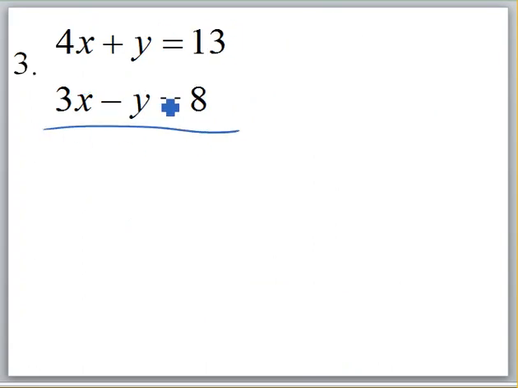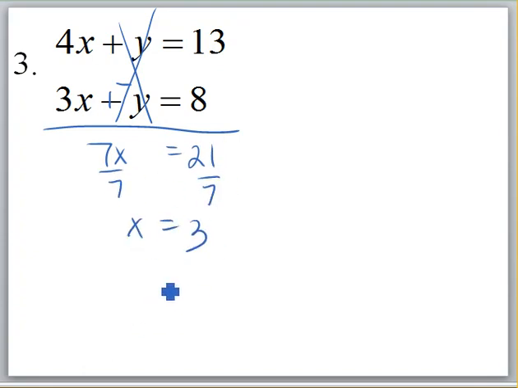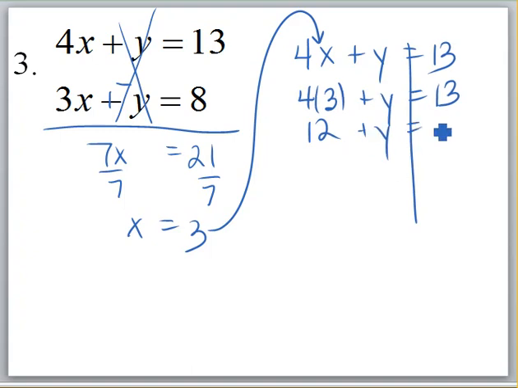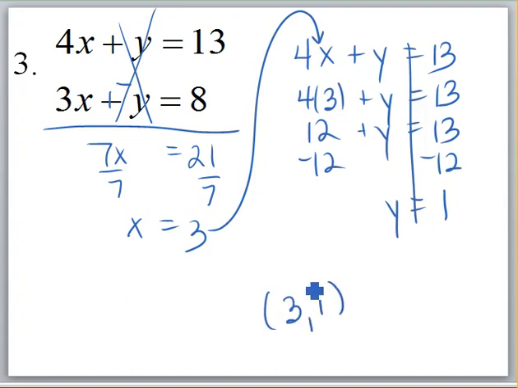On this one, we're going to, again, notice that I have a y and a negative y, so those fall out. We get 7x equals, when you add those together, 21. Divide by 7 on both sides, and we get x is 3. So I'm going to plug this back into my original first equation again. Plug that in for the x, so I have 4 times 3 plus y equals 13. Solve this equation. This is 12 plus y equals 13. Minus 12 minus 12, y is 1. And then I'm going to have x comma y.